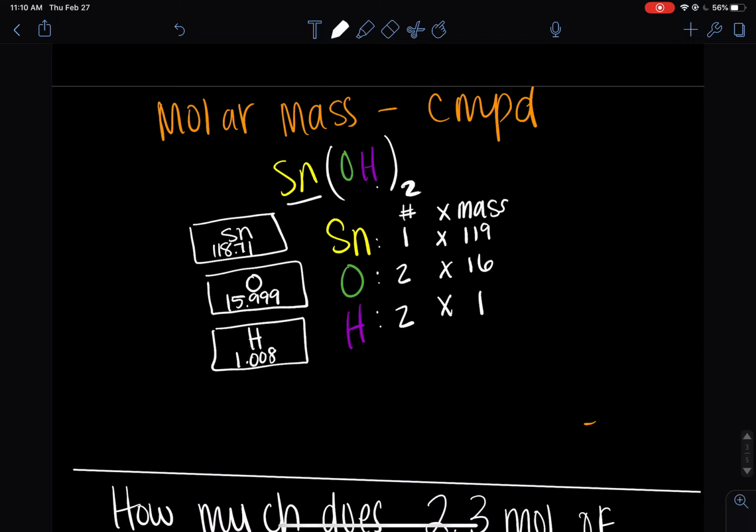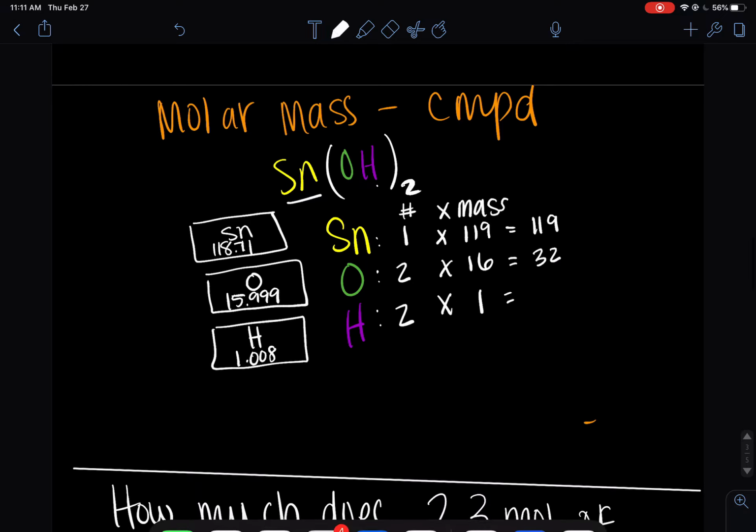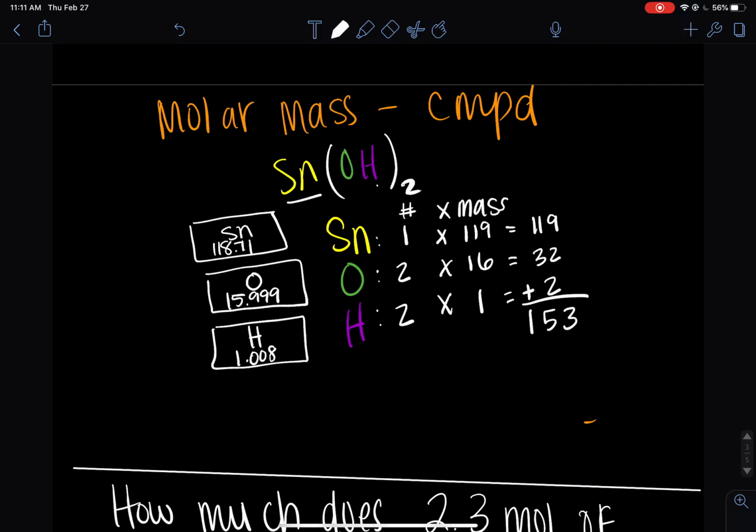So once you have the mass of all of these, you can solve. 1 times 119 is 119. 2 times 16 is 32. And 2 times 1 is 2. Once you have them all, you can add them all up, and that adds up to 153, I think, grams per 1 mole.